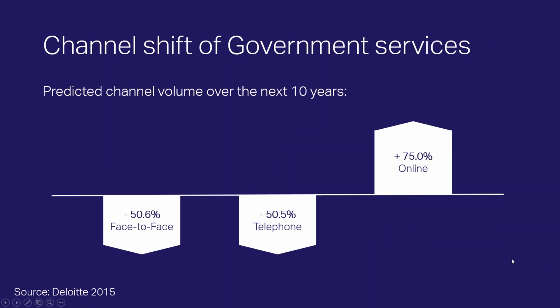One of the other things from the Deloitte figures was the predicted channel volume, so the shift of transactions in future. So obviously you can see here, negative 50% or roughly in face-to-face transactions, a reduction of half. Telephone about the same, a reduction of half of the number of requests coming through to council or government by telephone, and they're all going to online, a 75% increase in online transactions. So this is also assuming that the number of transactions will remain the same, but I think we all probably know that there's a big chance that the number of transactions coming through digitally in future is actually going to increase. So this gives us a bit of a start.